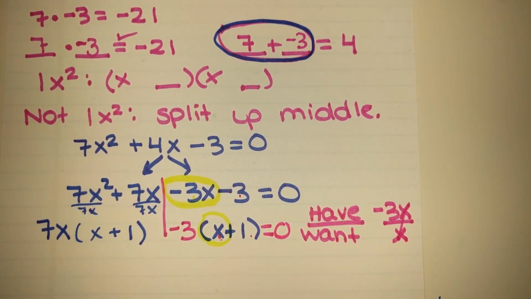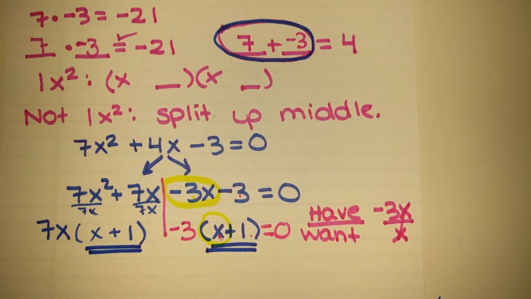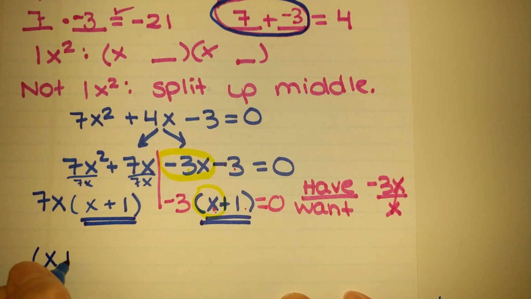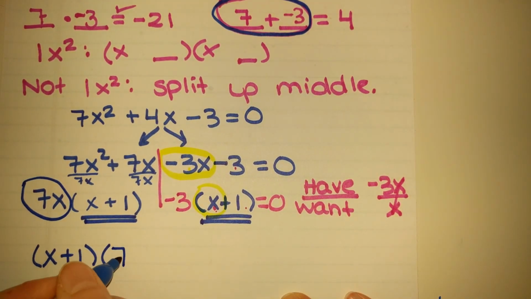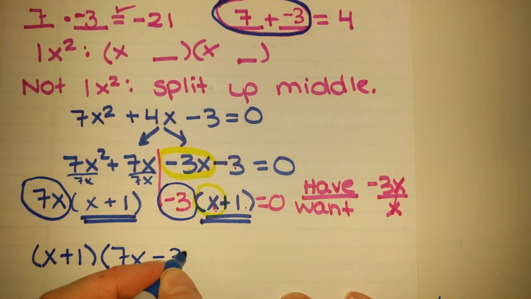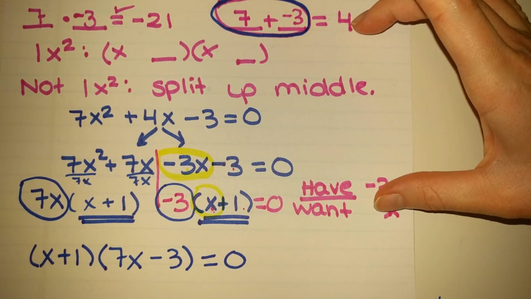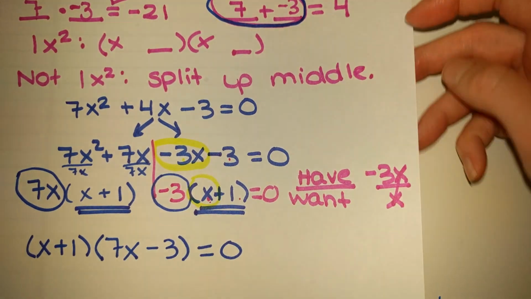All right, so then at this point, with our grouping method, we now have an x plus 1 common to both. So we bring out the x plus 1, and then we're left over with the 7x from the first group and the -3 from the second group. And now we have our factorization. So again, you don't necessarily have to go through this method, but somehow you got to get it factored.